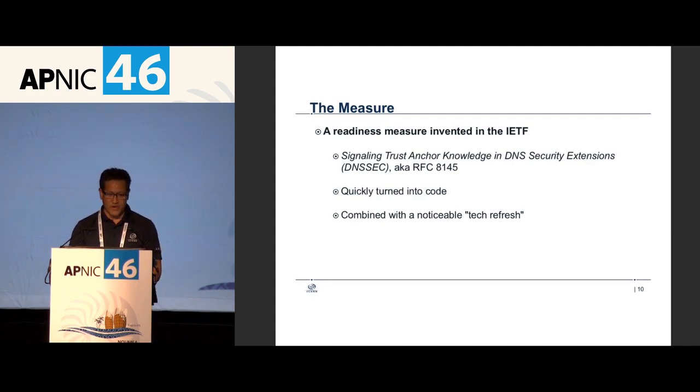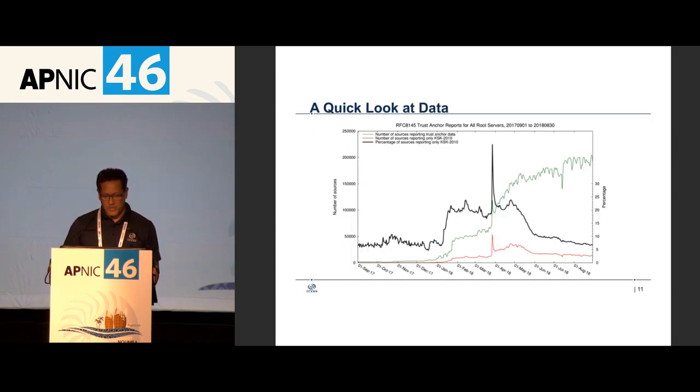The measure was a readiness measure invented in the IETF, titled Signaling Trust Anchor Knowledge in DNS Security Extensions, also known as RFC 8145. It quickly turned into code, combined with a noticeable tech refresh. When we look at the data from those measurements, the green is the number of sources reporting the trust anchor data. The red line is the number of sources reporting only KSK 2010. And the black is the percentage of sources reporting only KSK 2010, and we see that it was hovering around the 7% mark.